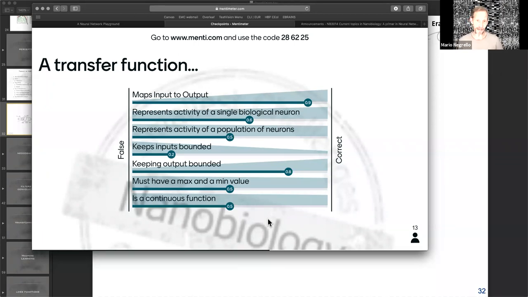So the emphasis here in this question was the word biological. How does it represent activity of a single biological neuron? It is a matter of choice. In general, the transfer functions, since they're not talking about spikes, they're talking about the abstraction of firing rates as opposed to spikes. They might represent the average rate of single neurons, but they're more often thought of as representing the activity of populations of neurons. Because the idea is that in a large population of neurons, all of them with all-or-none spikes, their joint firing rate is actually encoding a continuous variable.